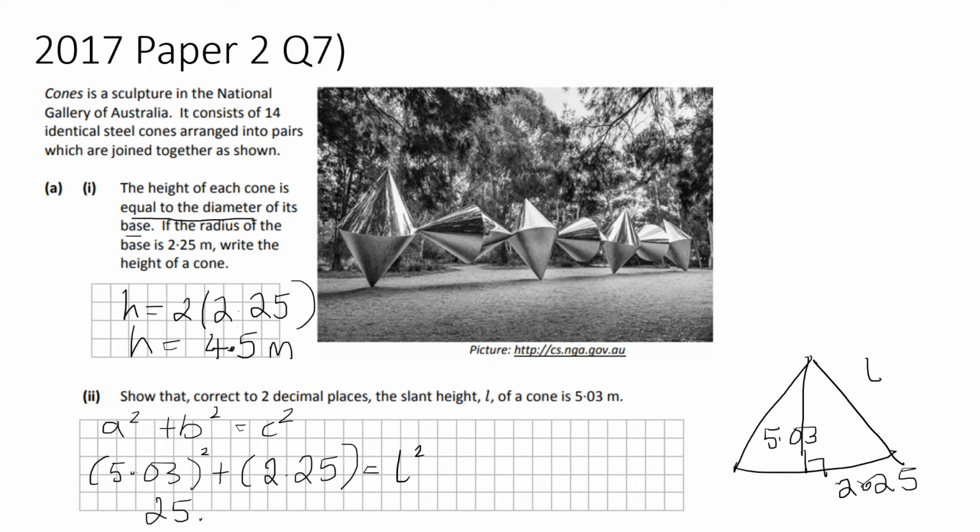When you put 4.5 squared plus 2.25 squared into your calculator, you get 25.3125, and that's L squared. So to find L, you square root that, and when you square root it, you'll find that your slant height here is 5.03 to 2 decimal places, and that is 5 marks.